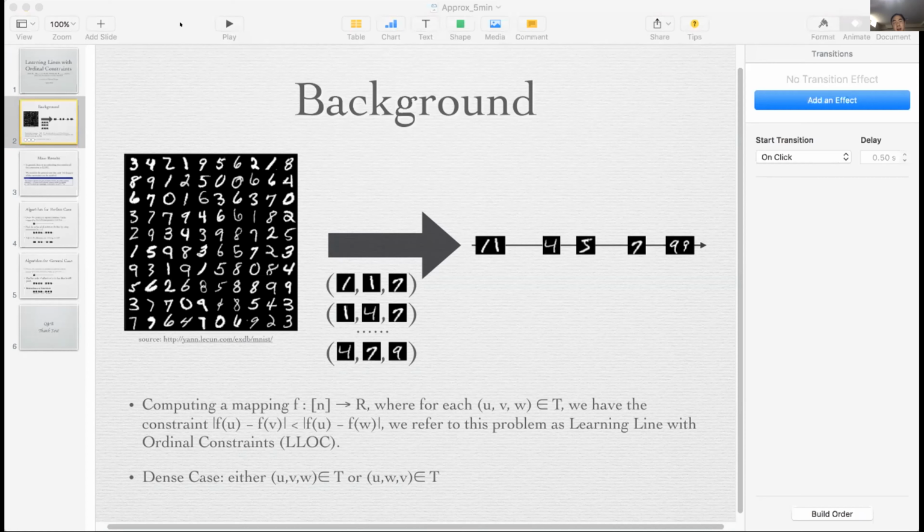Because in a lot of learning problems, we want to use less information. In this picture problem, we only have the proximity information, like one point is closer to one point than to another point. So we want to use as little information as possible to find a mapping to the real line.